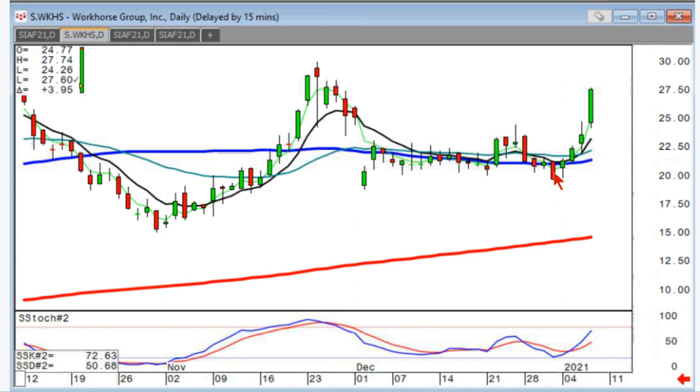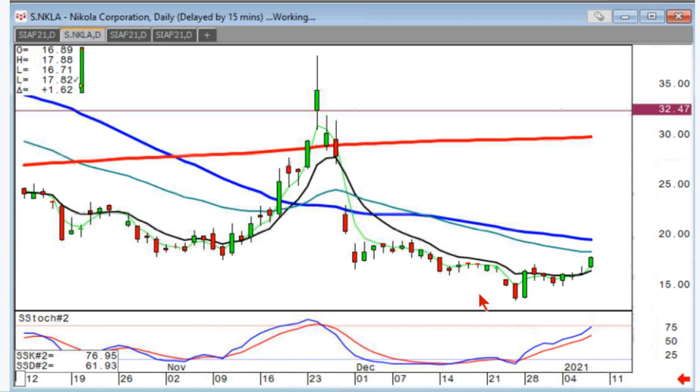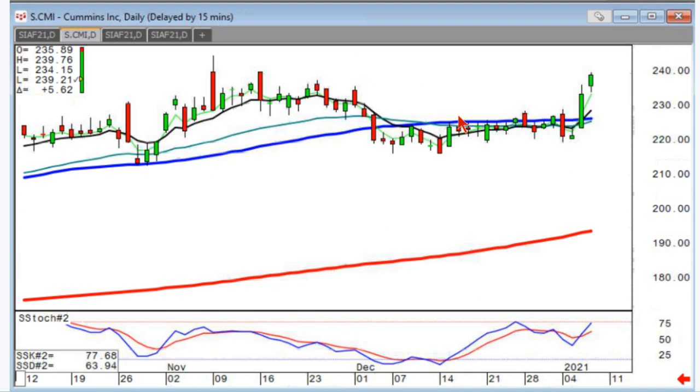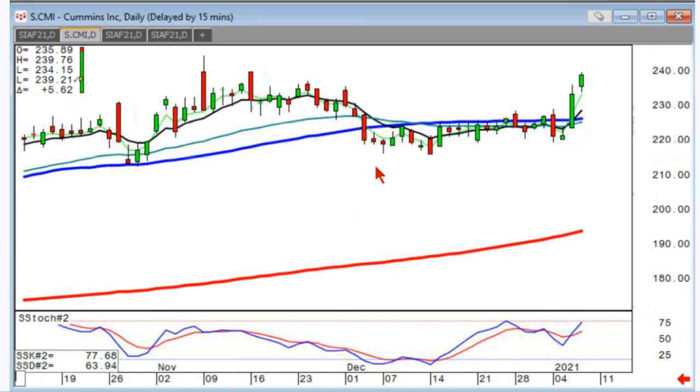Workhorse, same scenario. This one's bouncing up off the 50 with kind of a bullish harami. And Nikola has been kind of thrown in the gutter, but it's starting to come back up again. Oh, CMI is there, your scoop type morning signal, or morning star signal. Yes, that one's going to act like a scoop pattern with a slingshot effect. Thank you, Matt.